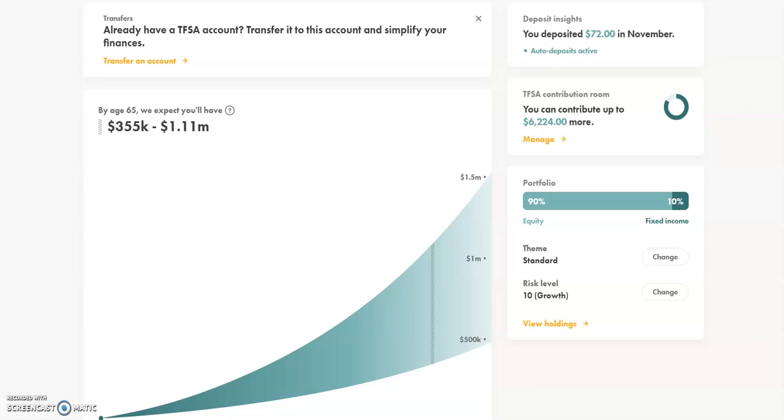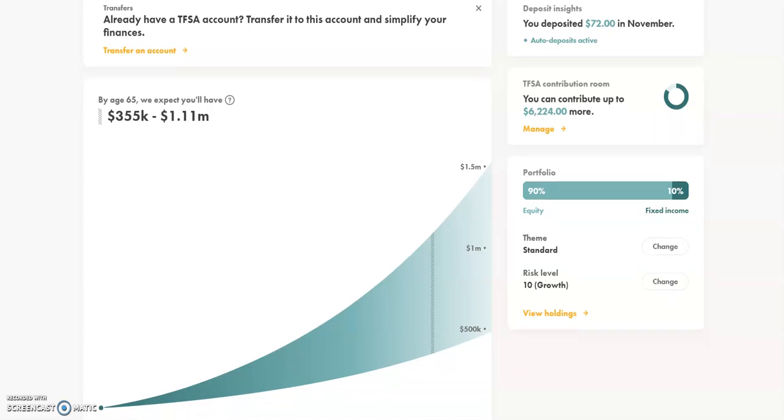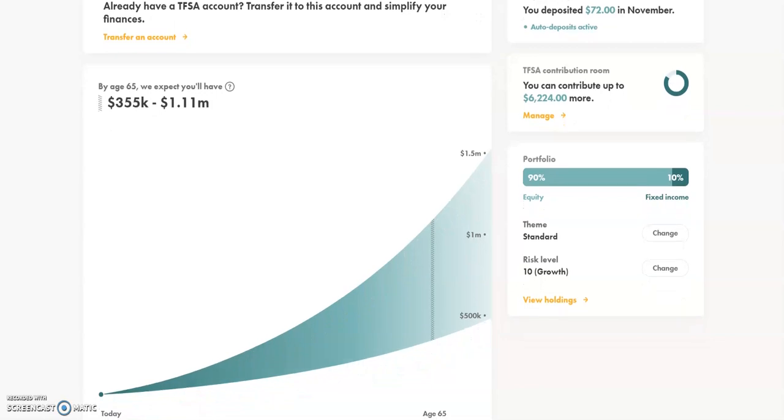As long as you key in the key details around your contribution room and how much you've contributed to your accounts over the past year or so, it automatically calculates how much more you can contribute to this account so that you don't go over the limit. I have decided to be more risky on this account, so I've selected the highest risk level of 10, which means my portfolio is divided 90% into equities and 10% fixed income.